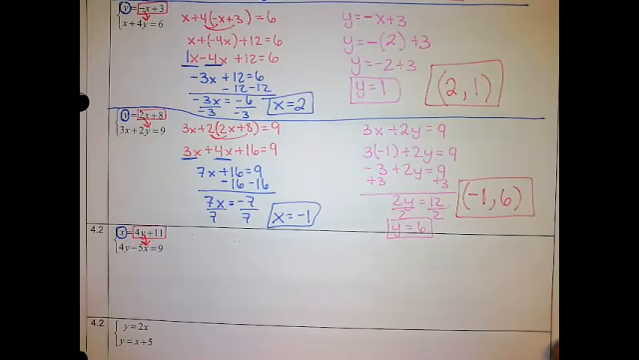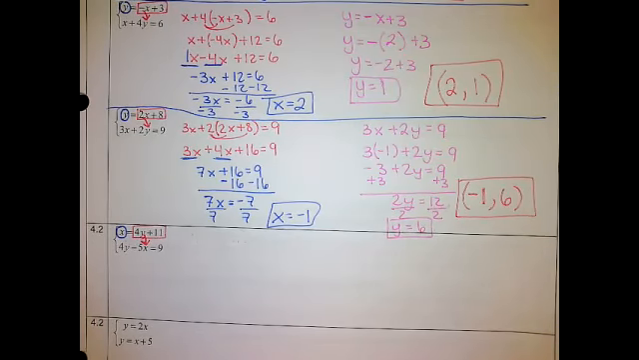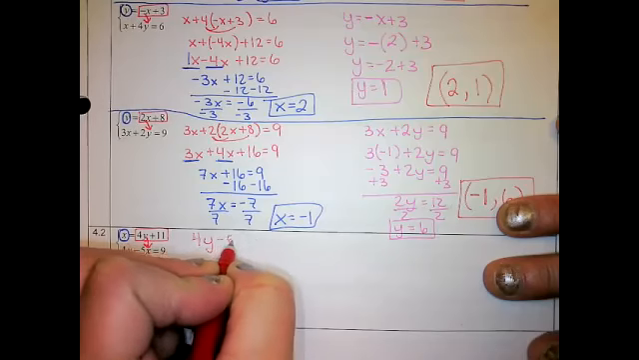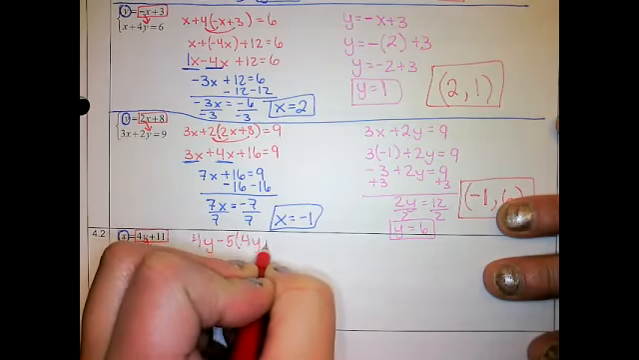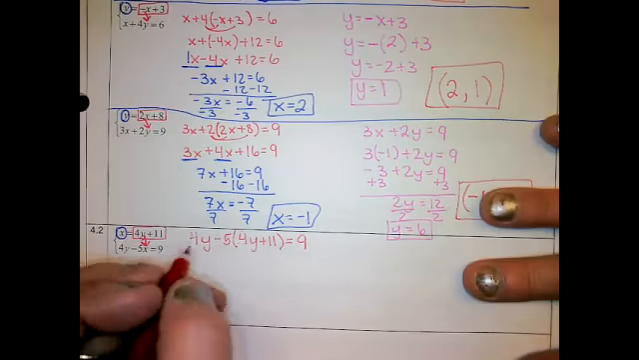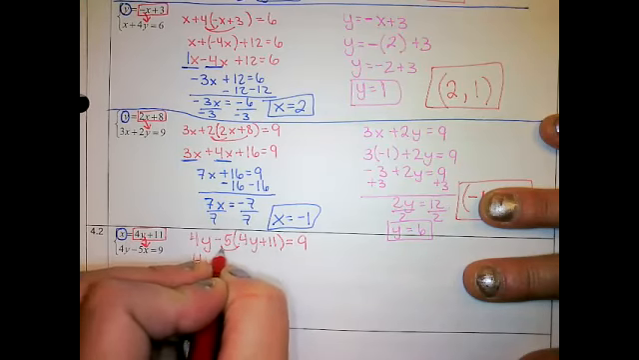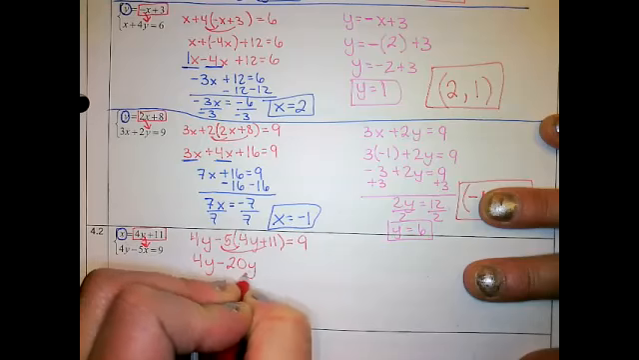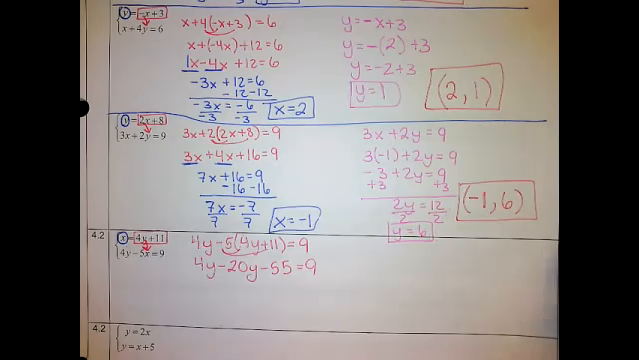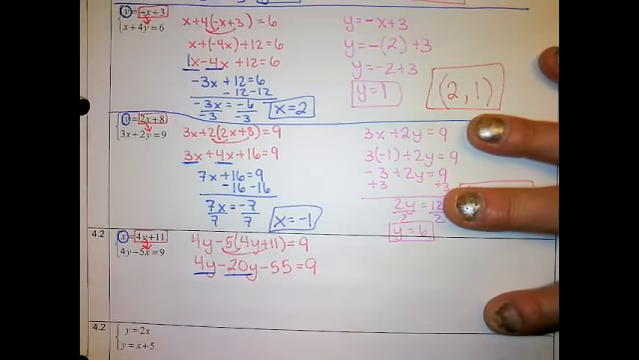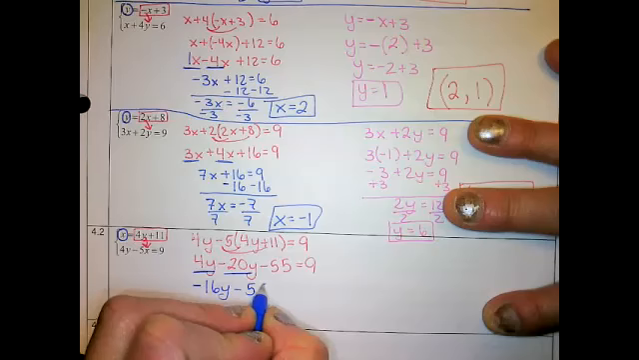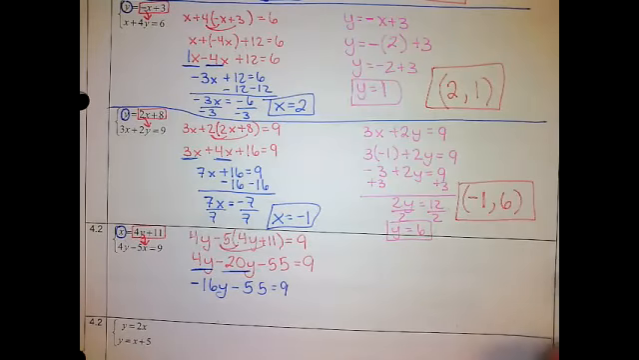Reason I knew I was wrong when I started writing it out is the whole reason I do this is so that I only have x's or y's in my equation. Okay, so that's going to be a 4y minus 5 times, now it's 4y plus 11, and then I need to finish writing out that equation. So I have 4y, I'm going to distribute, minus 20y minus 55 equals 9. I need to combine like terms, so 4y minus 20y is negative 16y minus 55 equals 9.